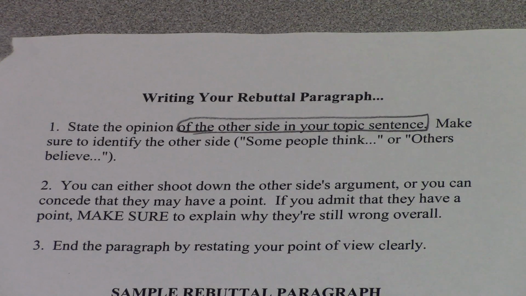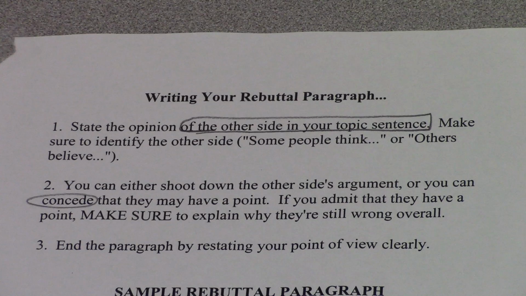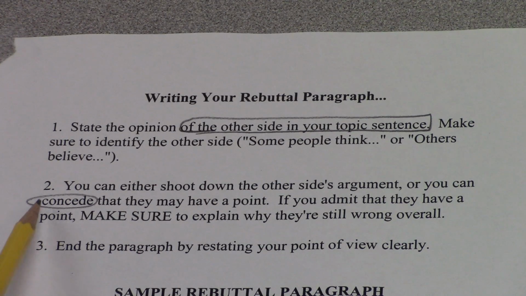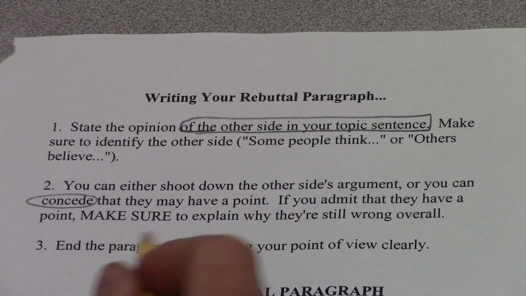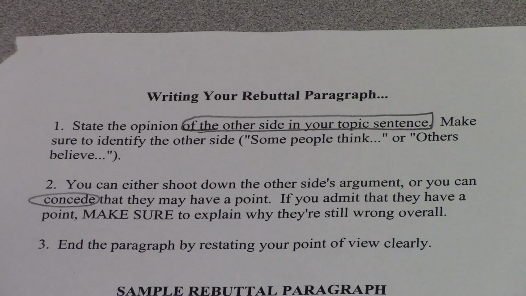Now, after you've identified the other side's opinion, you can either shoot down the other side's argument automatically, or you can concede that they may have a point. When you concede something, you admit. So if you admit they have a point, make sure to explain why they're still wrong overall. This is a highly effective argumentative strategy because what you're doing is you're recognizing, you know what, I'm not 100% right. The other side is kind of right about this. However, I still disagree for these reasons. And that's really what you want to do when you do a rebuttal. Finally, when we end the paragraph, we want to make sure we clearly come back to our point of view so it's very clear to our reader what position we are taking.